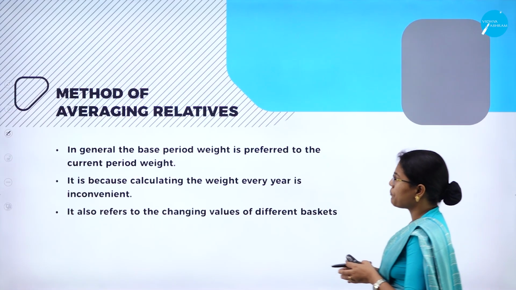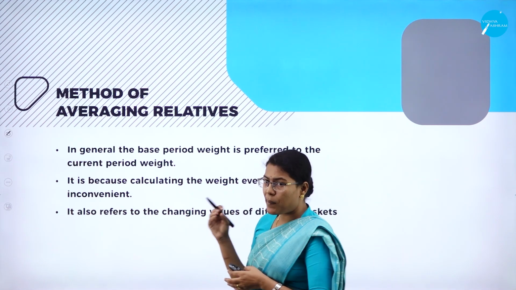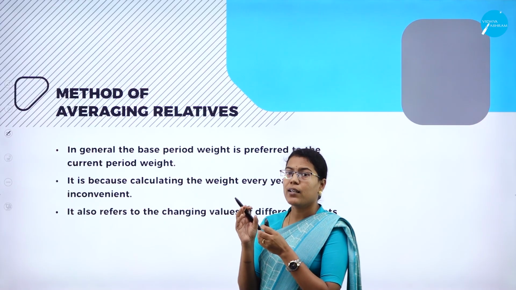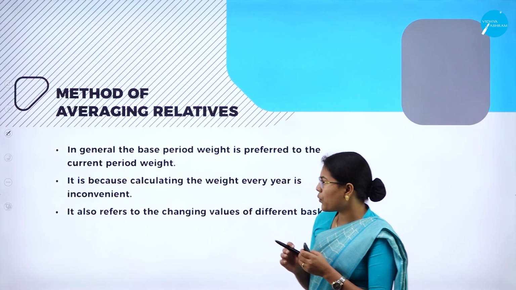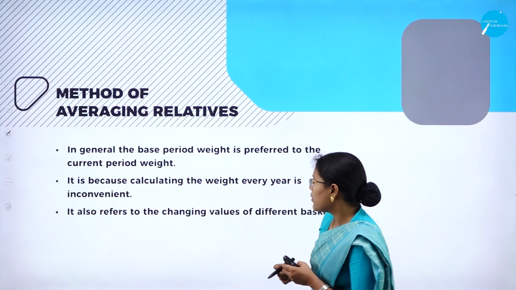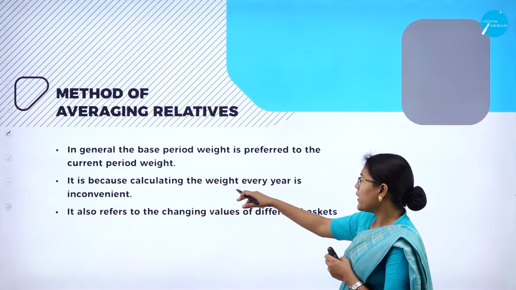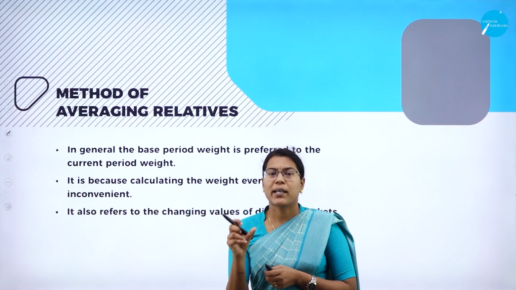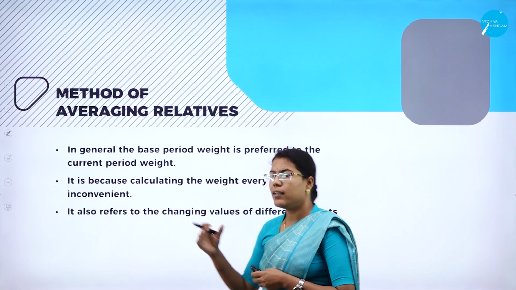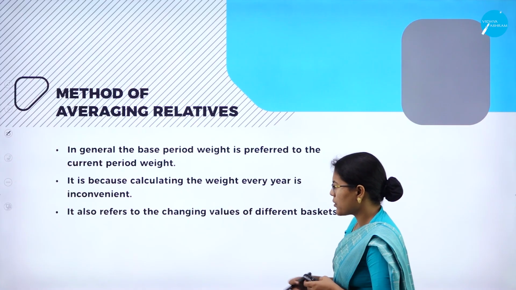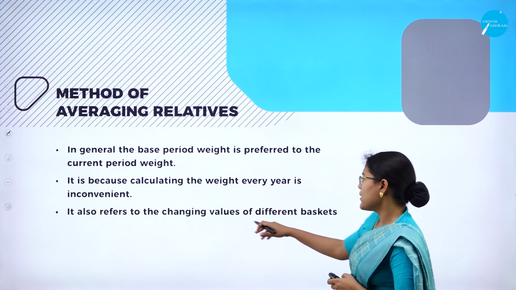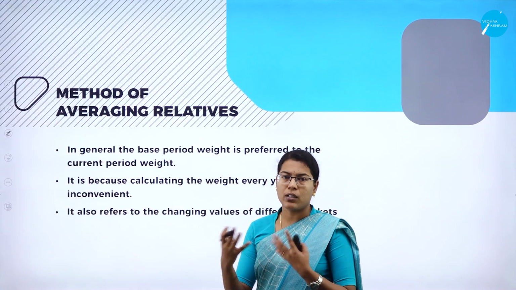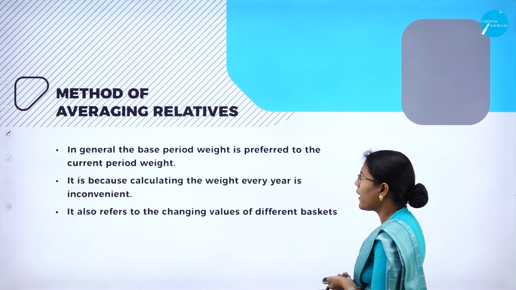So moving forward, in general, the base period weight is preferred. So generally the base period weight is taken, that is Q0, and not the current period weight. It is because calculating the weight every year is inconvenient, so there will be one base period for the entire calculation of index numbers. So it also refers to the changing values of different baskets, that means from year to year, or the quantity that is changed, etc.